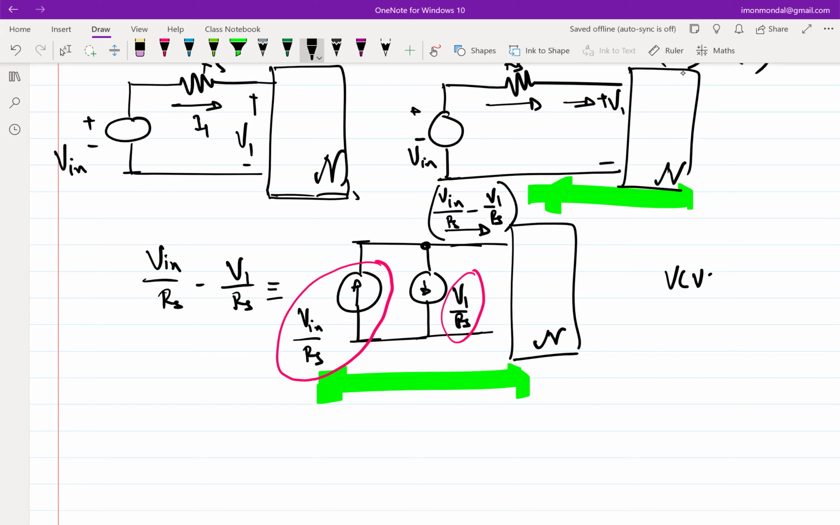Voltage controlled voltage source, voltage controlled current source, current controlled voltage source, and current controlled current source. Are you aware of this? Yes, sir. Okay. So what type of dependent source is that V1 over Rs? Great. So it's a voltage controlled current source.